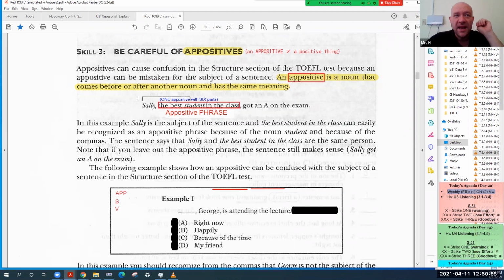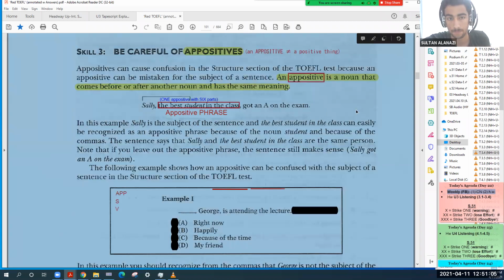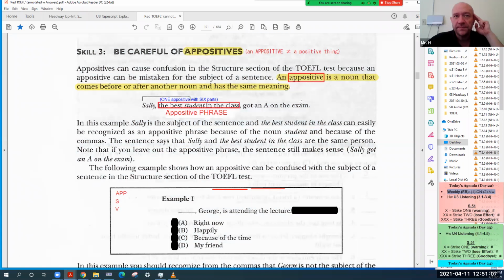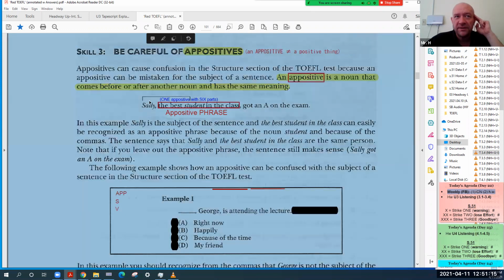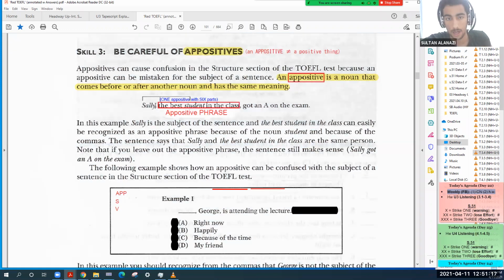Now, where is the subject in this example? Can you find the subject? Sally. Yeah. Find the verb. The verb, got. There you go. So you have a subject, you have a verb. So what is in the middle then? In the middle, an appositive. And what is this appositive? It defines Sally. It gives some information about Sally.